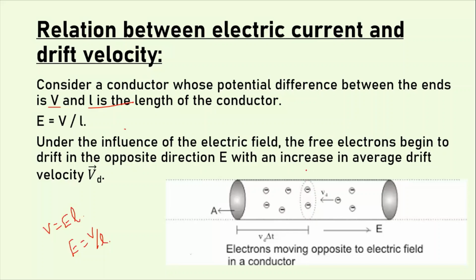So under the influence of the electric field, free electrons will drift in the opposite direction of the electric field. அப்ப ஒரு electric field apply பண்றப்போ free electrons will move in the opposite direction and the drift velocity will also increase.